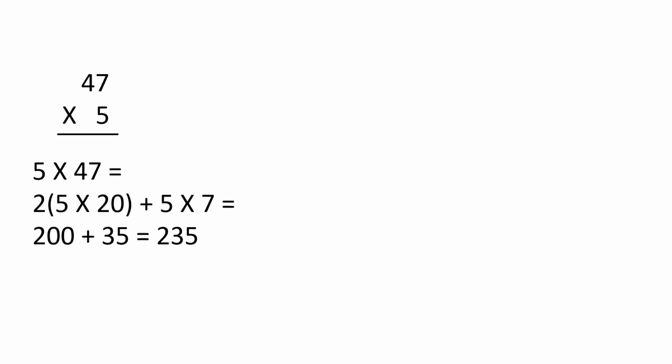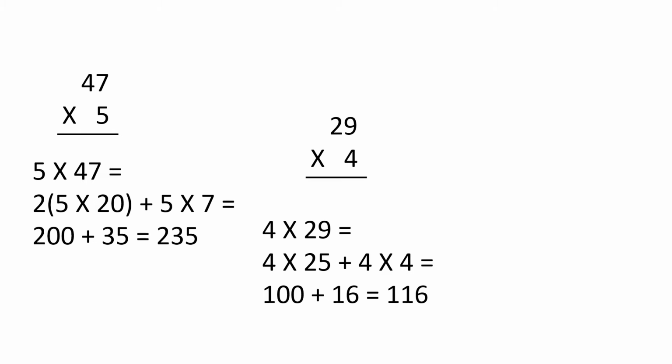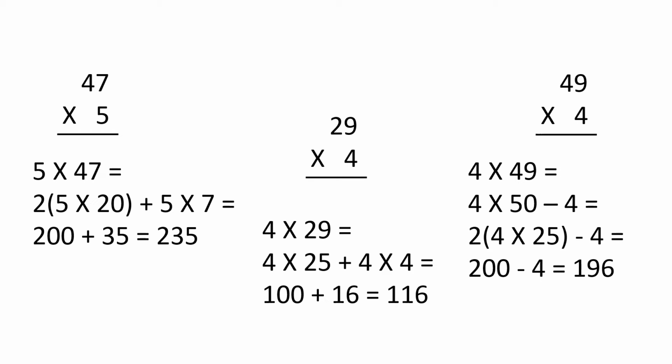The same is true for 4s and 25s. 4 times 29 equals 4 times 25 plus 4 times 4, which is 100 plus 16, or 116. We can also use the subtraction trick. 49 times 4 is the same as 50 times 4 minus 4. 50 is 2 25s, so that's 200. 200 minus 4 is 196. This simplifies things quite a bit.